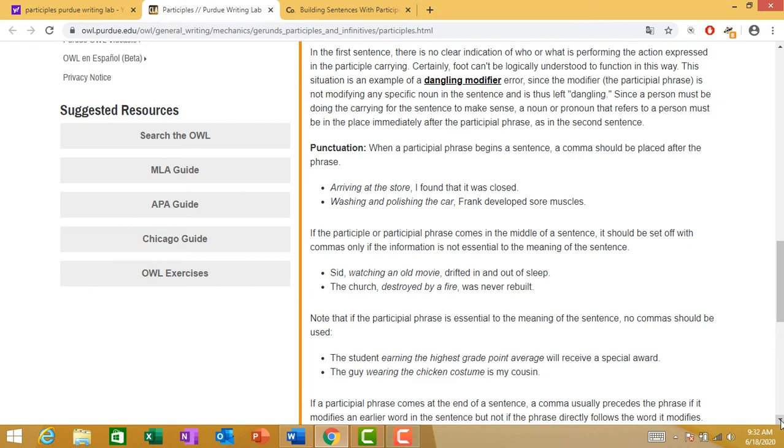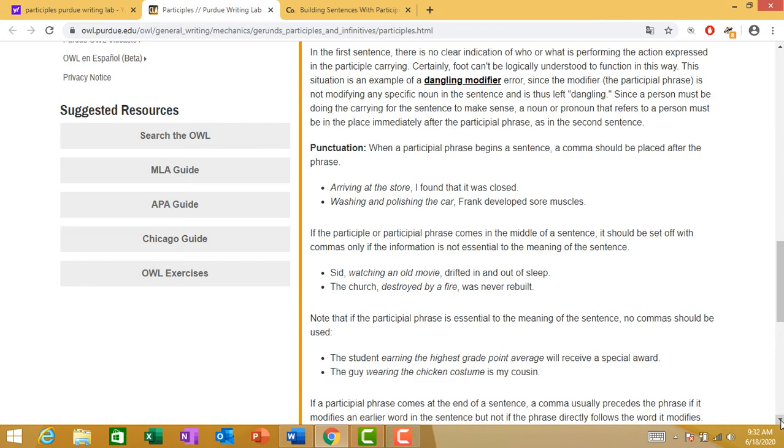If the participle or participial phrase comes in the middle of a sentence, it should be set off with commas only if the information is not essential to the meaning of the sentence. Sid, watching an old movie, drifted in and out of sleep. That means he slept, he woke up, he went back to sleep, and he woke up again as he was watching the old movie. Now, Sid was watching an old movie that was so boring that it kept drifting in and out of sleep. The church, destroyed by a fire, was never built.